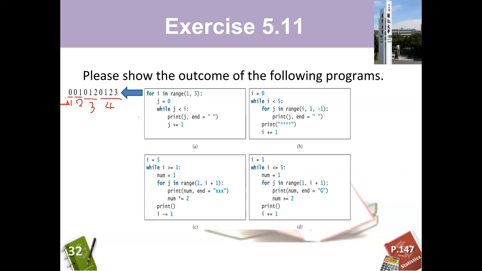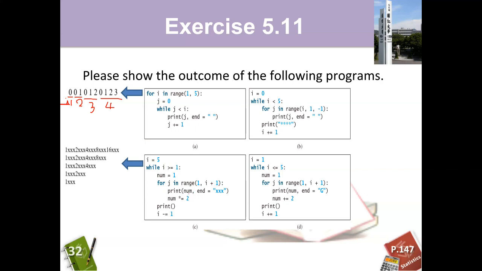And then we'll move to the other one. Okay, this part. So we can work out why this will be this pattern. First, i equals 5, and i is larger than 1, yes, and number is 1. For j in range from 1 to i plus 1. i now is 5, so i plus 1 equals 6. So it means j will run 5 times, from 1 to 5, because this part is 6, right?